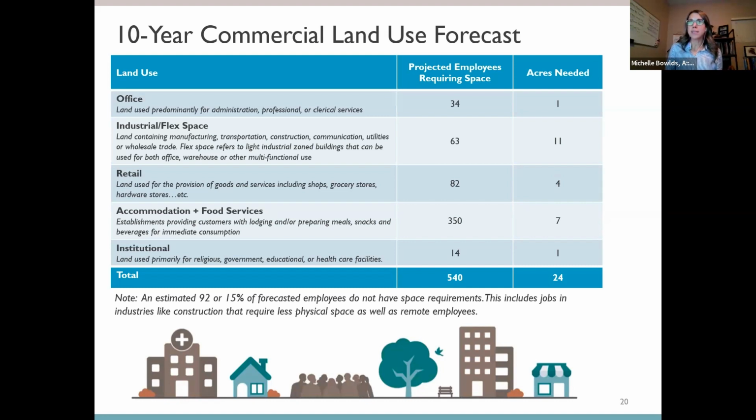We take the sector-based employment forecasts and we take industry standards based on land use type, broken down by office, industrial flex, retail, accommodation, food service, and industrial. And we do what we call a crosswalk of the space needs by sector to come up with a forecast for the acreage needed to accommodate the employment needs in a community. So based on the employment forecast, we're estimating a total of 24 acres of commercial land will be needed to accommodate the additional 630 employees forecasted for Girdwood.